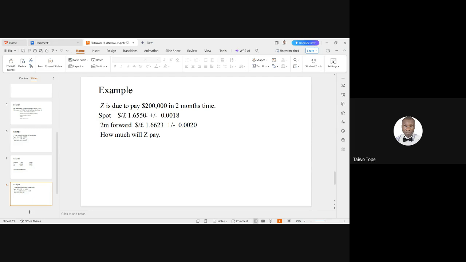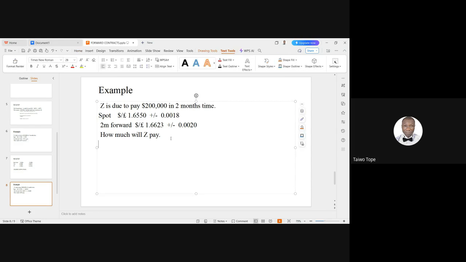The spot rate is 1.6550. So the lower rate at spot rate, that is the solution. At spot rates, the lower rate will be equal to what? 1.6550 minus 0.0018. And this should give us what? It should give us 1.6532.